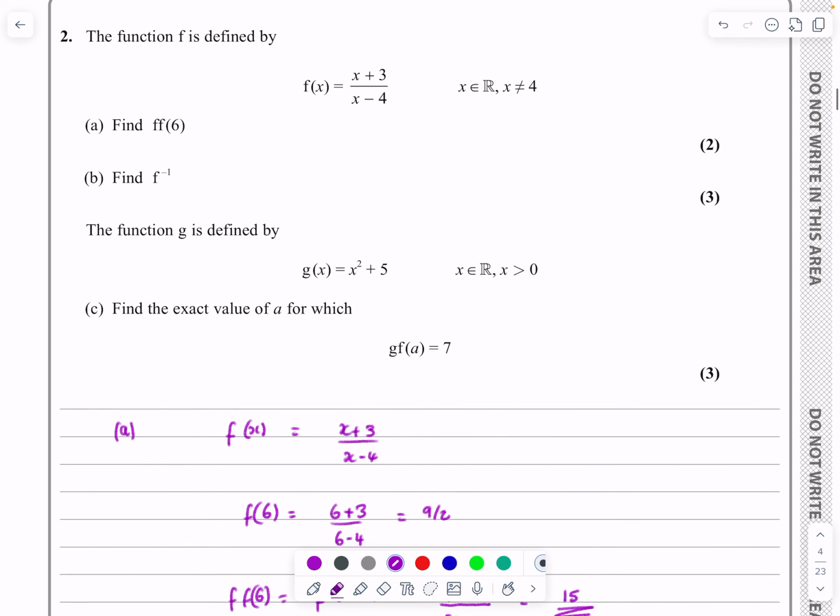And then the last part says g(x) is x² + 5, x is going to be greater than 0. Find the exact value of a for which gf(a) equals 7. Okay, right, no problem.